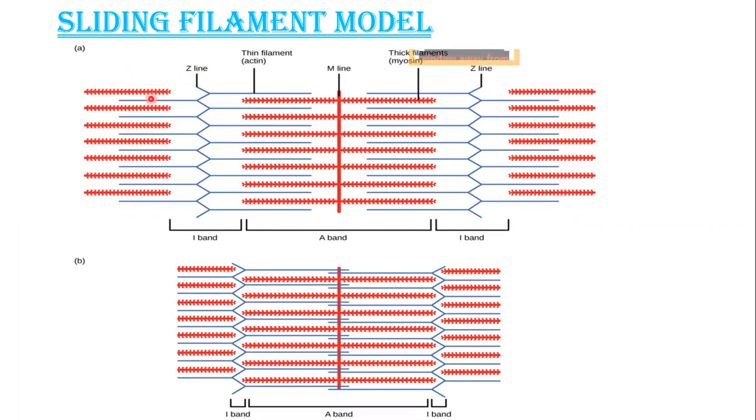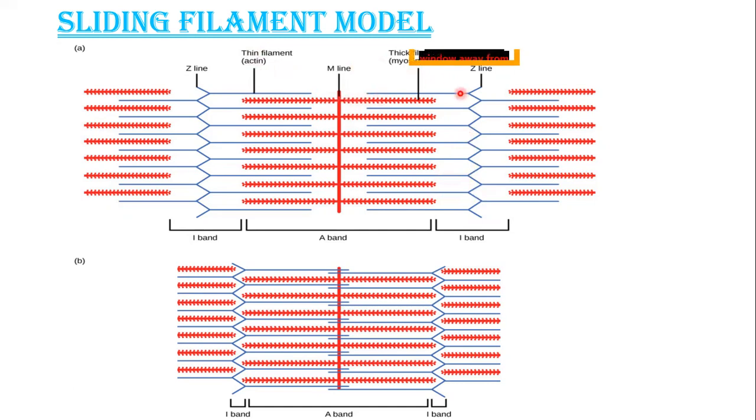Students, as we know, muscle cells and muscle fibers consist of what? Myofibrils. Myofibrils are alternate light and dark bands present inside the muscle cell. When we closely examine these light and dark bands, we observe that they consist of myofilaments. There are two types of myofilaments, thick myofilaments and thin myofilaments. Thin myofilaments mainly consist of what? Actin protein, while thick myofilaments are made up of myosin protein.